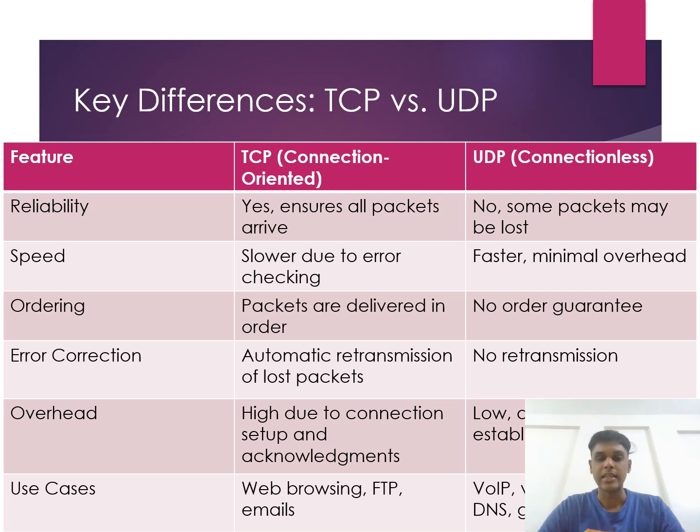Overhead: again, TCP has a higher overhead and UDP has a lower overhead. Use cases: TCP is used for file transfers, emails, and web browsing. UDP is used for real-time applications like video streaming, gaming, etc.